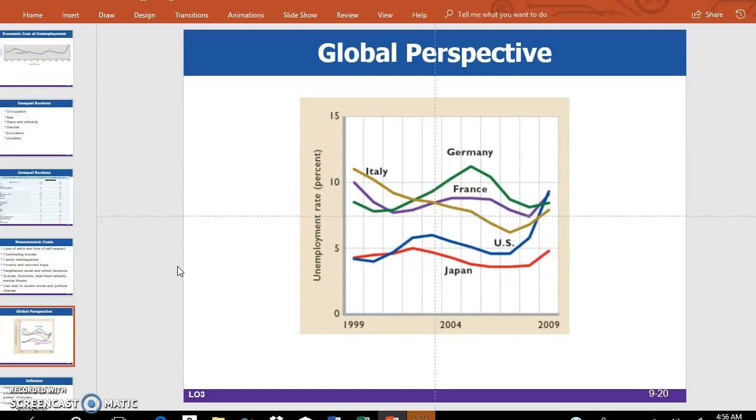So US unemployment rate is good. Except look at that, in 2009, at the beginning of that recession, unemployment was increasing rapidly. And look at this. This line is what? This line is going up.